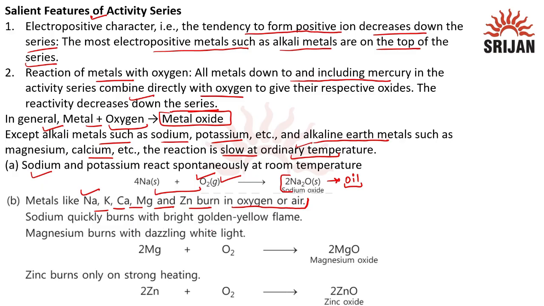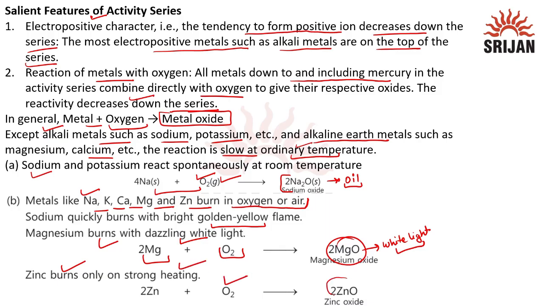Sodium burns with a bright golden yellow flame. Magnesium burns with a dazzling white light, and when magnesium reacts with oxygen, it forms magnesium oxide. Zinc burns only on strong heating in the presence of oxygen to form zinc oxide. So this is the reaction of metals with oxygen.